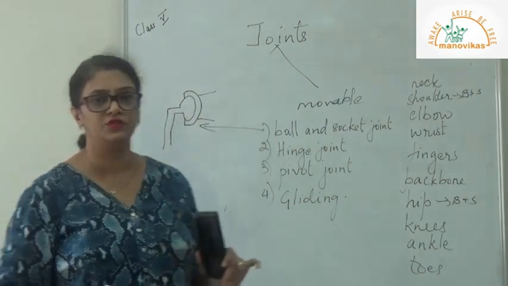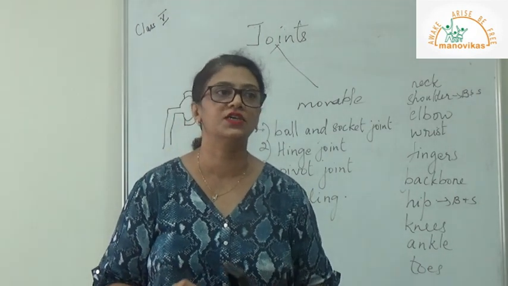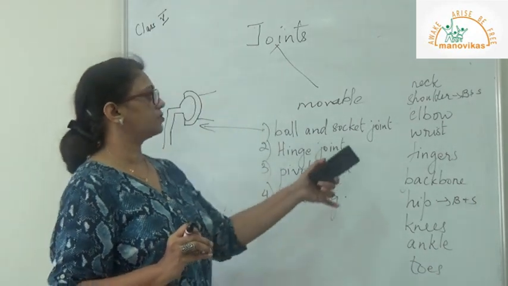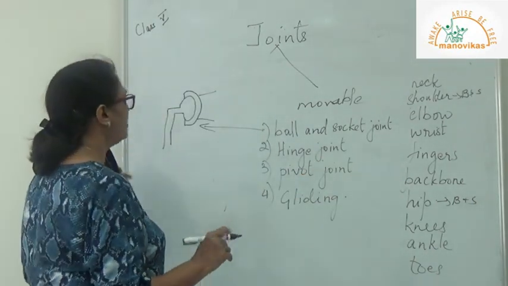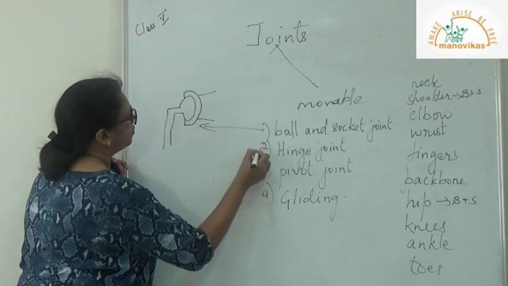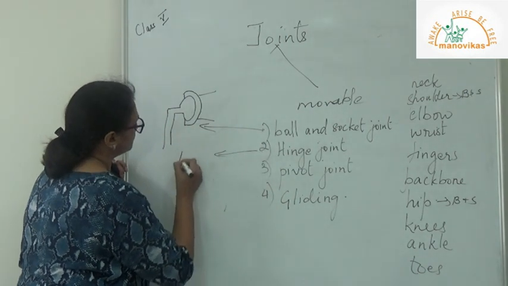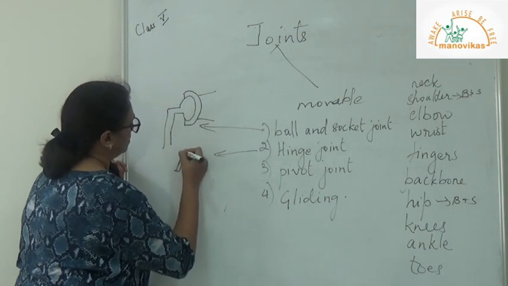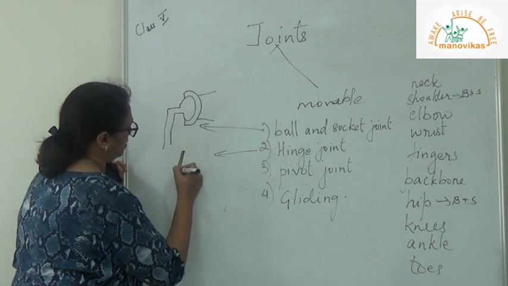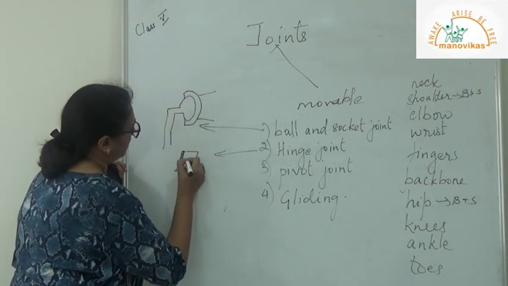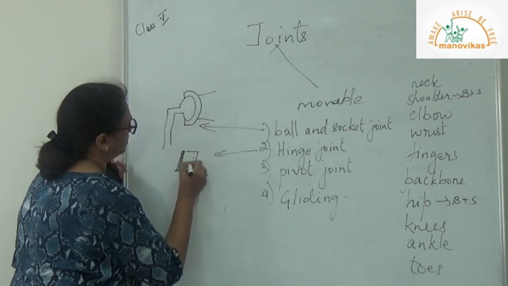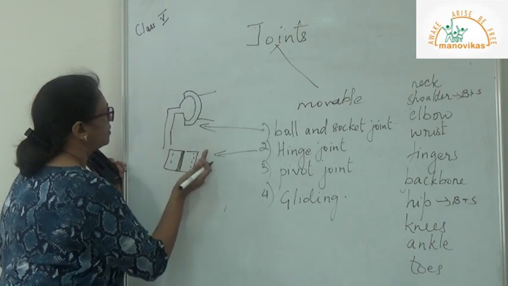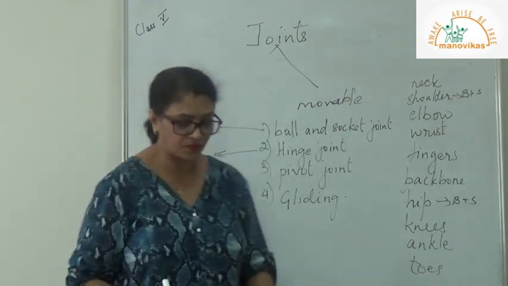Next we go to the hinge joint. Hinge joint works just like the hinge on the door. It allows movement only in one direction. You must have seen a hinge in the door. How does it look? It folds on one side.